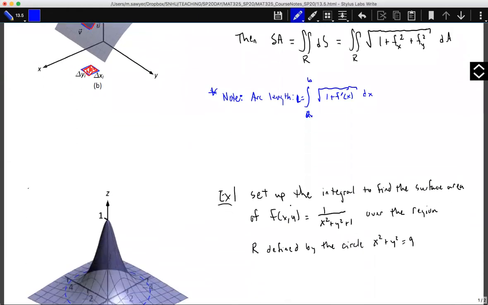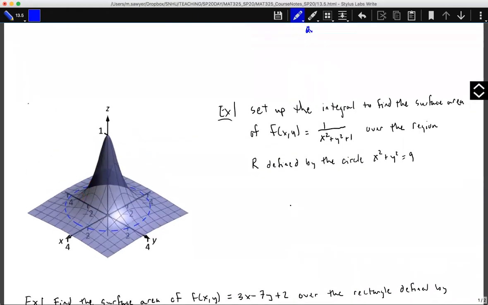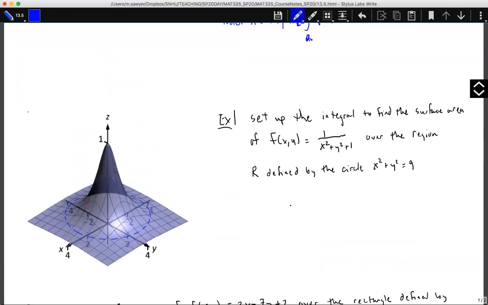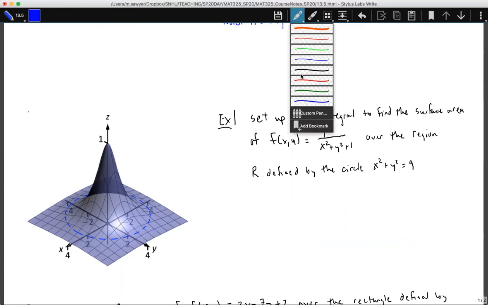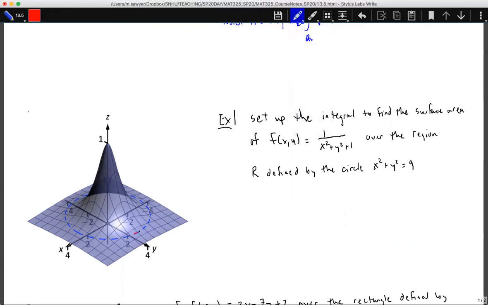So let's do an example. Let's first set up an integral. On the left here, we have an image of the function f of xy equals 1 over x squared plus y squared plus 1. And let's suppose we're looking at the circle defined by x squared plus y squared equals 9. So here we have a circle with radius 3, and we're looking for the surface area of this function inside this circle, so kind of the top of the hat.